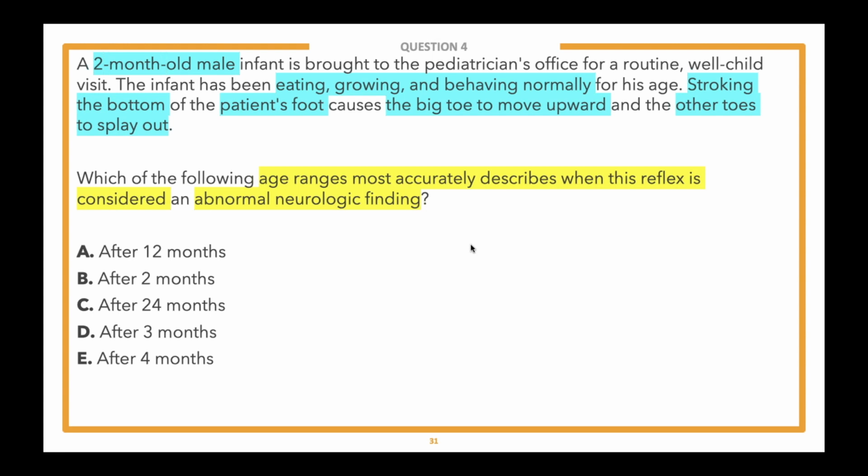So how many steps are we working with? I think probably a 2-step question. First we need to figure out what this reflex is, and second, we need to figure out at what age range it is considered pathologic or abnormal. Let's take a look at those answer choices. Answer choice E after 4 months, D after 3 months, C after 24 months, B after 2 months, and A after 12 months. So we'll go ahead and open up that poll.